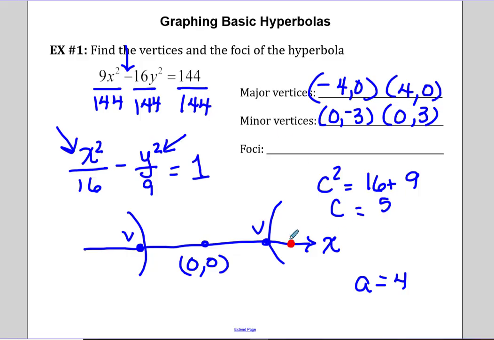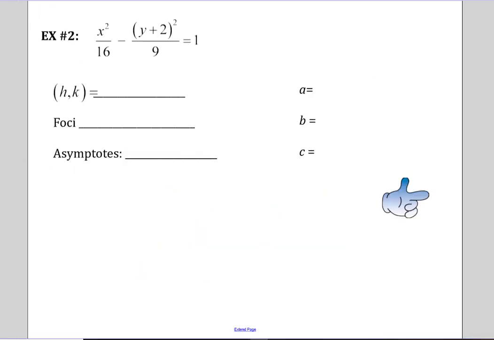So the focus points, the first focus would be at 5, 0, and the second one would be at negative 5, 0, since we go focus, vertex, center, and then vertex and focus. So the two foci would be negative 5, 0 and positive 5, 0. So just algebraically putting it all together, that's pretty simple, straightforward. Now this one we'll graph.